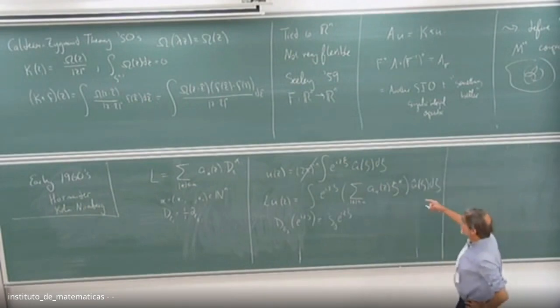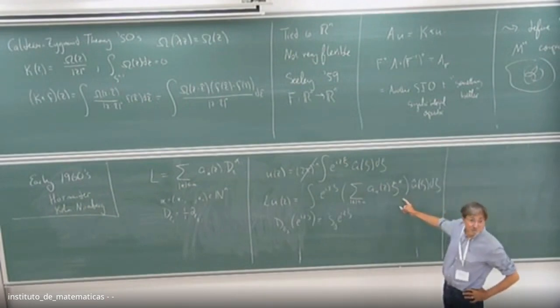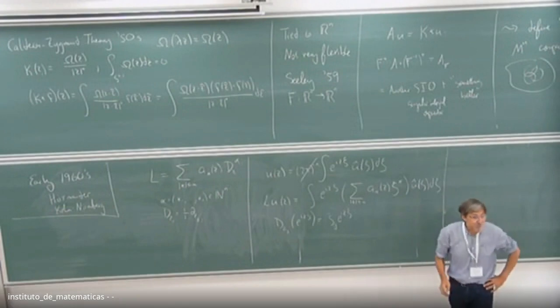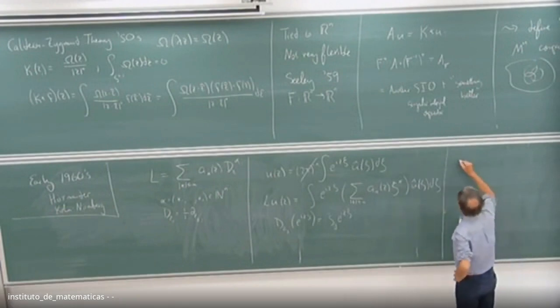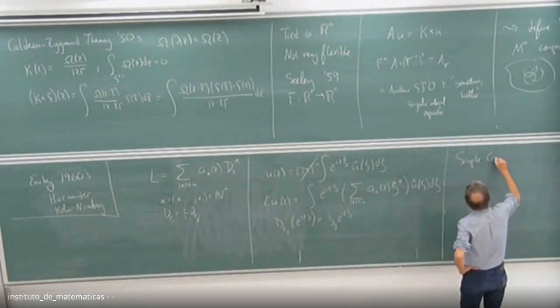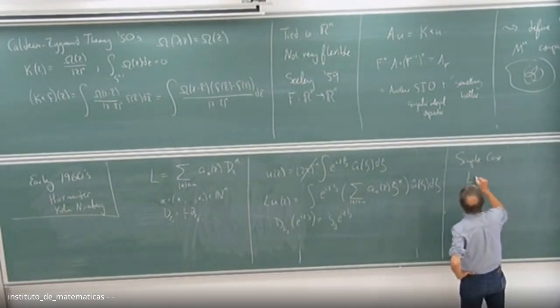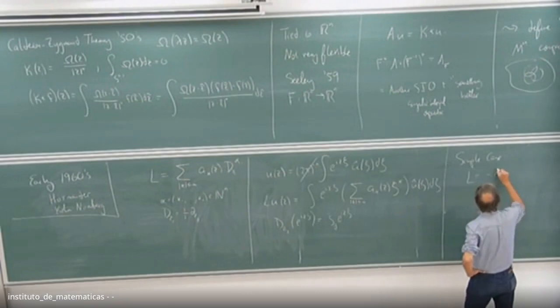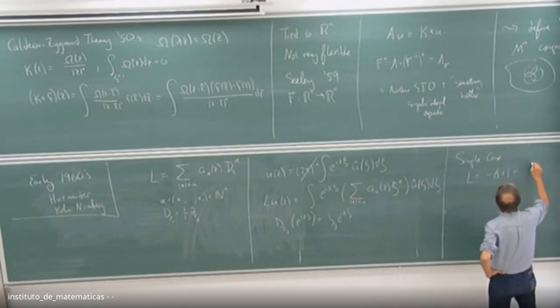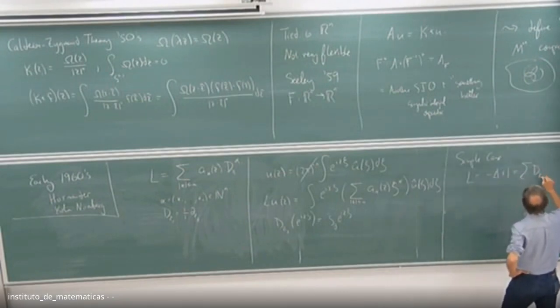Okay, so suppose I want to invert L. Well, let's take a really simple case first, a very simple case, where L is equal to minus the Laplacian plus 1. This is equal to the sum of the dzj squares plus 1.